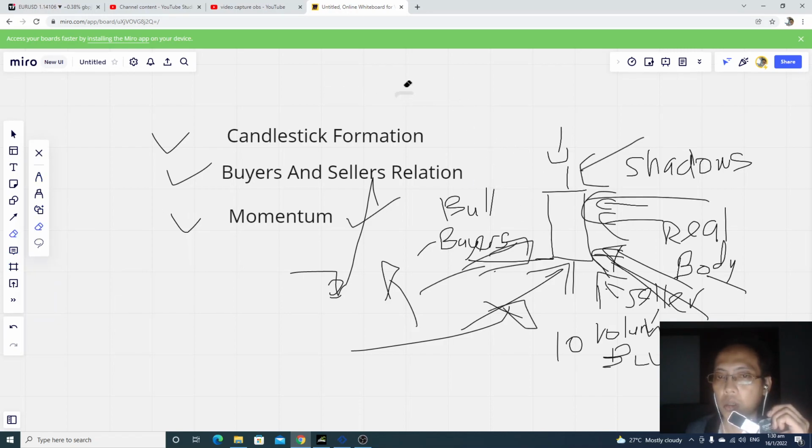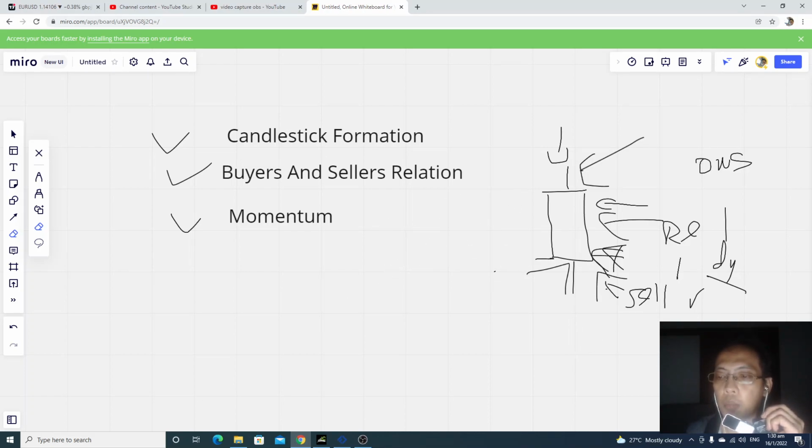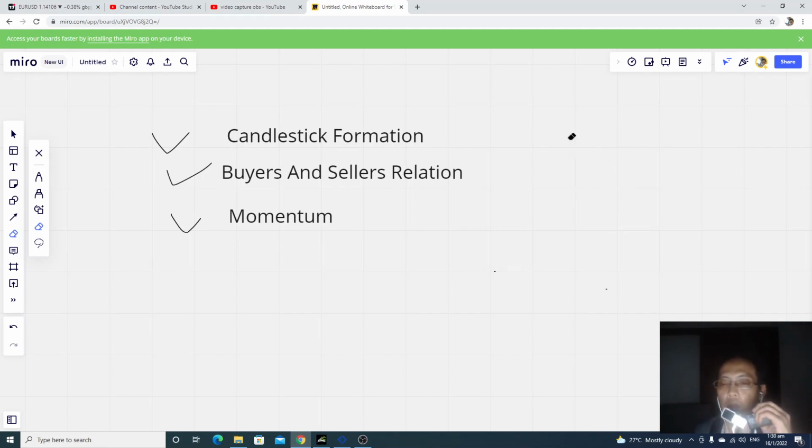So that is a candlestick, real body and shadow. And the bearish candlestick, it depends on the color that you designate for your bullish and bearish. If your bullish is blue, then your bearish is red. Sometimes bullish yellow, bearish red. So it all depends on you.